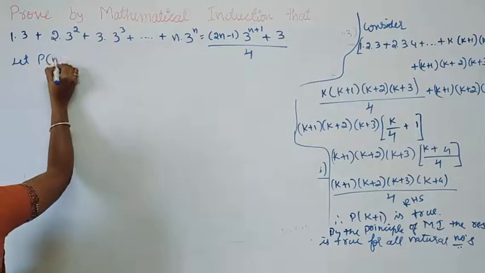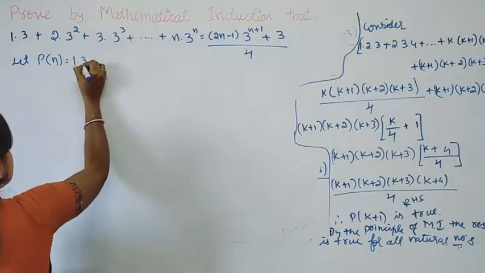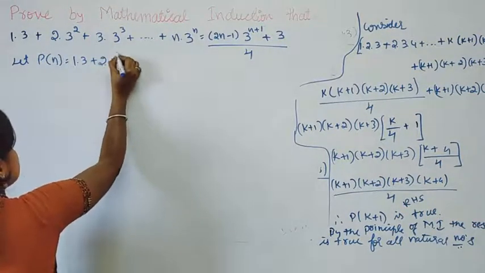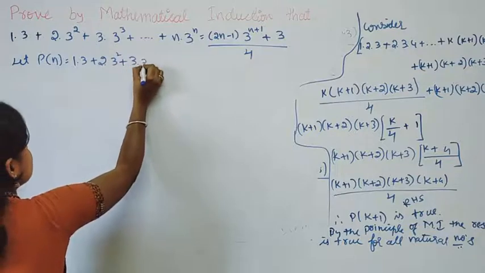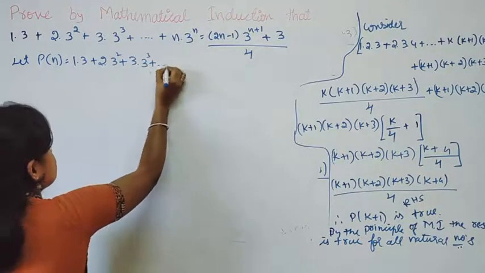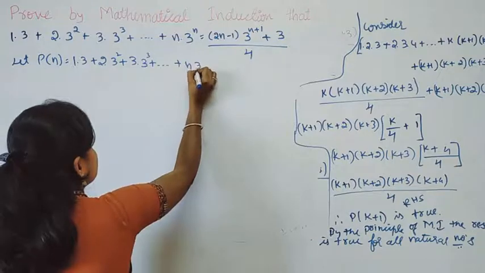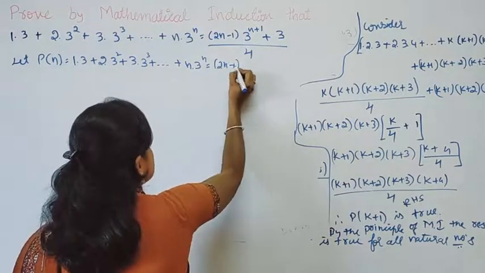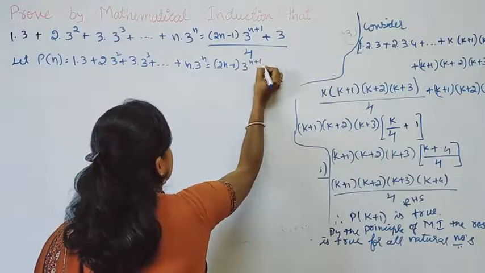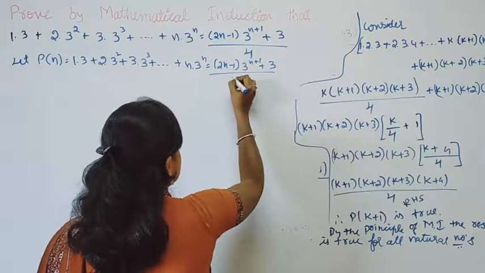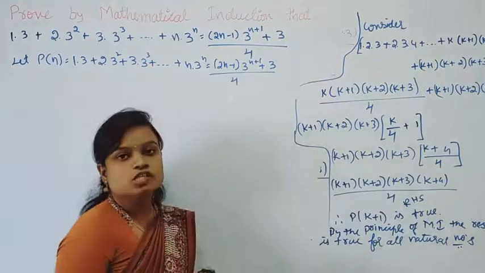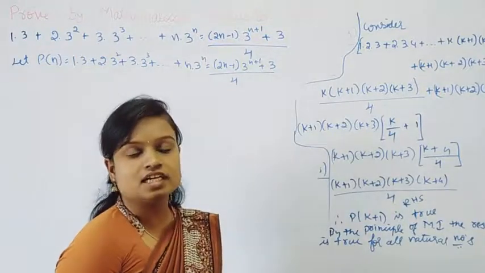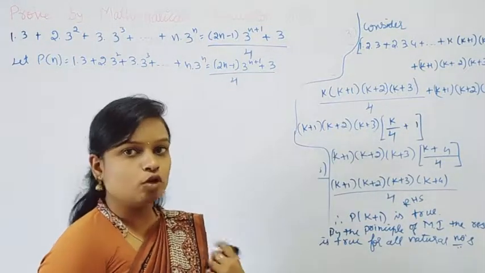Let P of n is equal to 1 into 3 plus 2 into 3 square plus 3 into 3 cube plus etc. plus n into 3 power n is equal to what? (2n minus 1) into 3 power n plus 1, plus 3, whole divided by 4. So first consider the given result or given statement as P of n.